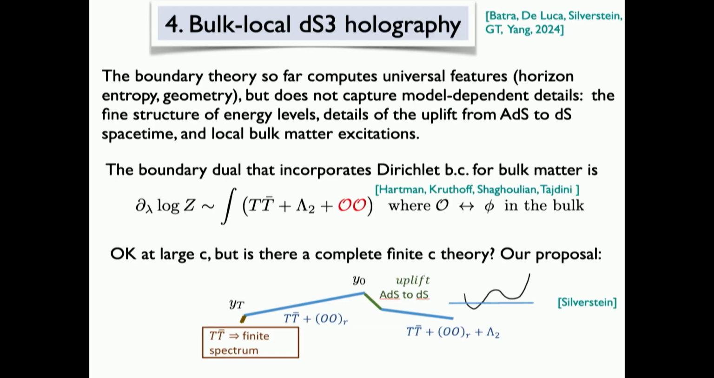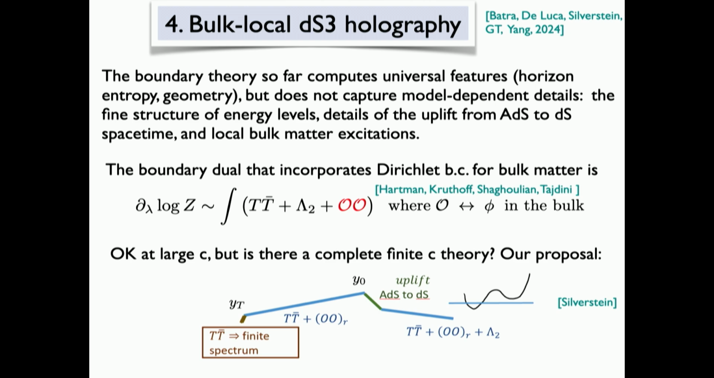Okay, so now I'll give the proposal for this local dS3 holography. So far what we have done is to capture some universal features, like the geometry and, say, the entropy associated to the horizon, but what we are lacking are important model-dependent details. For example, the structure of the energy levels, the details of the uplift from AdS to dS that so far we have done by hand, and in particular, the presence of local bulk matter excitations.